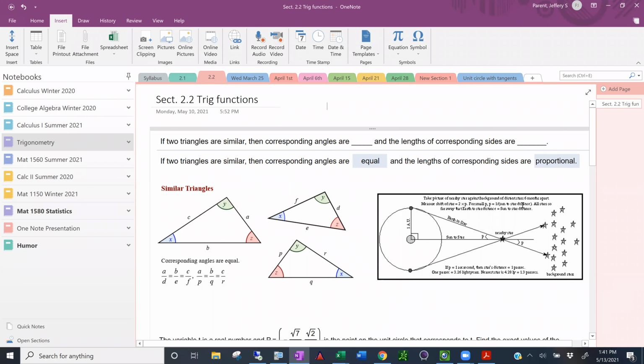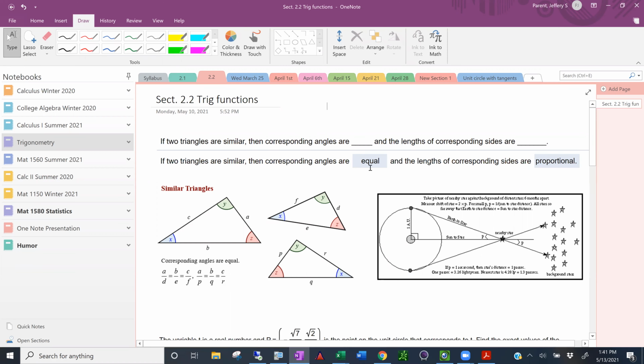So we're just going to hit a couple of highlights for you for section 2.2. One of the questions in your homework is going to be pretty simple. It says if two triangles are similar, then the corresponding angles are equal. So that's the big thing to fill in the blank there. Corresponding angles are equal, and the lengths of corresponding sides are proportional.